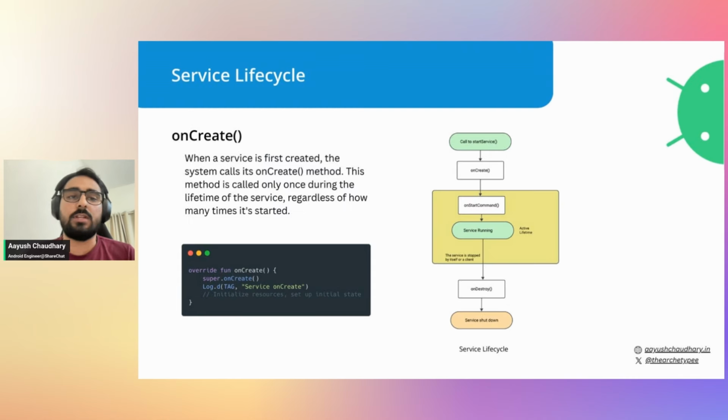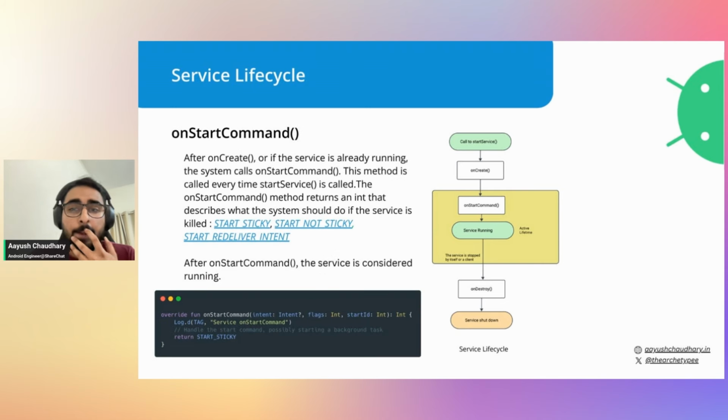Service has its own life cycle, like activities. When you call the startService method, it creates the service, and then the system calls the onCreate method. It will be called only once, no matter how many times you call startService. Once the service is created, the system calls onStartCommand. This method will be called every time you call startService with a different start ID. You can use that start ID to stop a particular service.